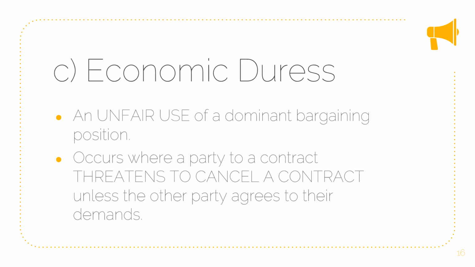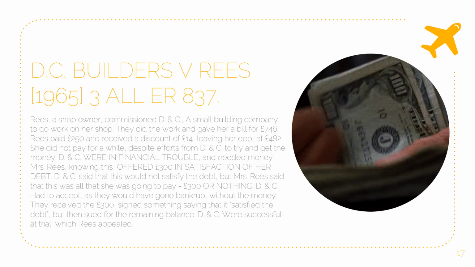Economic duress. Economic duress is also considered as a coercion. Economic duress is an unfair use of a dominant bargaining position. It occurs where a party to a contract threatens to cancel a contract unless the other party agrees to their demands. In Disney Builders versus Rees, the defendant, knowing the plaintiff is having financial trouble, took advantage of the situation and paid the plaintiff less than the amount that is supposed to pay. This is considered as an economic duress.